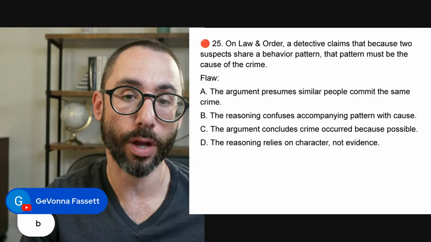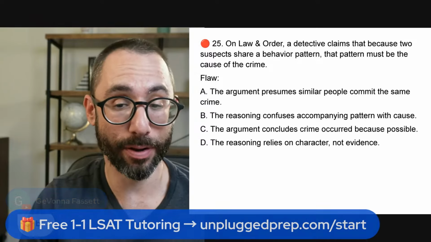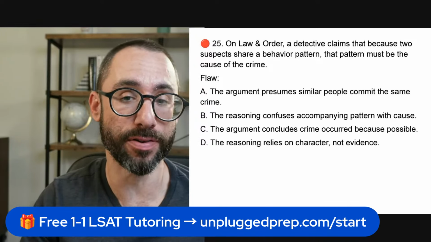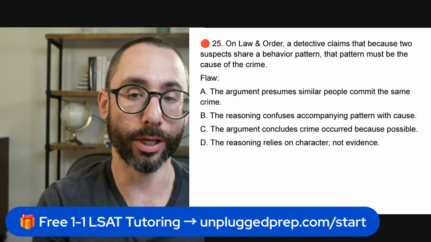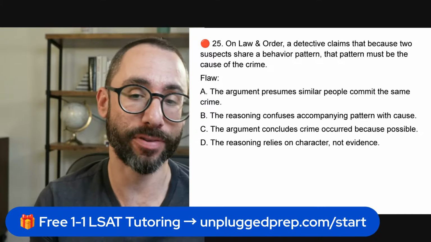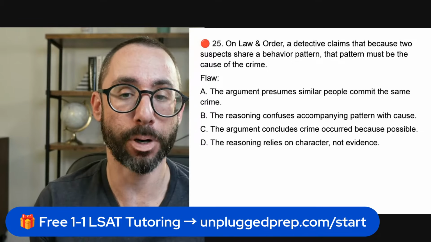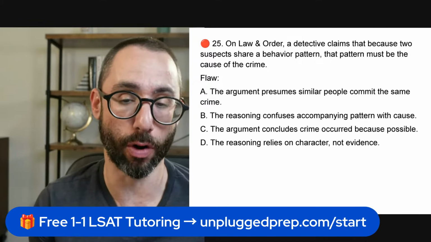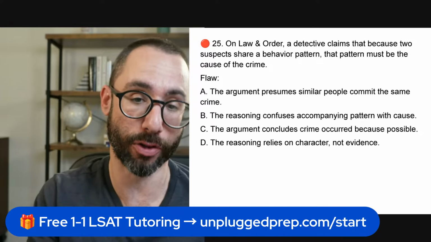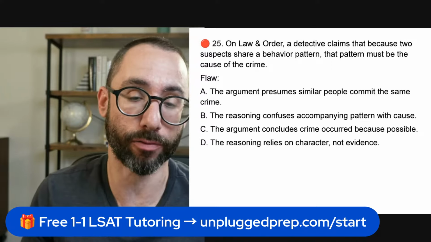Well done. A was tempting. A lot of folks chose A, but it's incorrect because it's not dealing with the correlation-causation relationship. It's just saying similar people, same crime, but are they saying that the similarity caused the crime, that the pattern in behavior caused the crime? That's missing from 25, from choice A.